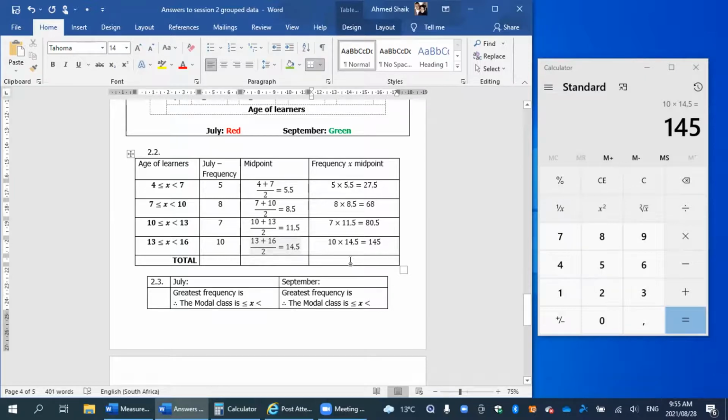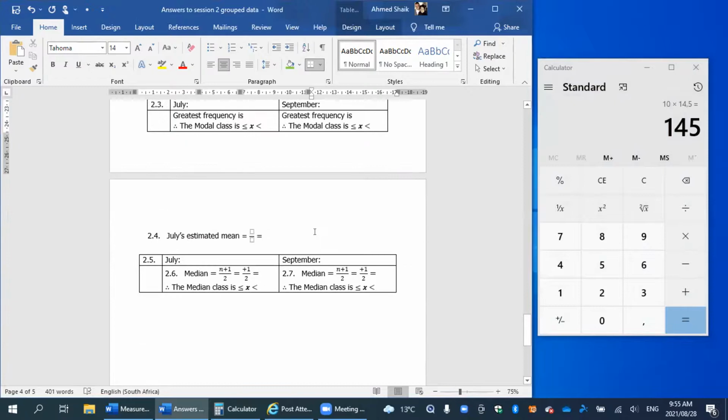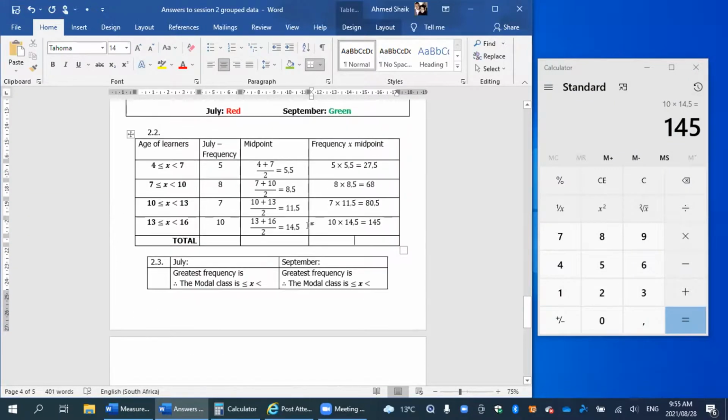It's not necessary because we were not asked to work out the mean, but we are going to be asked later, so let's do it one time. If we add our frequency times midpoint answers, we should have 27,5 plus 68 plus 80,5 plus 145, and that gives us a total of 321.